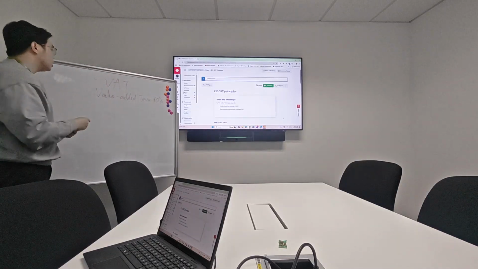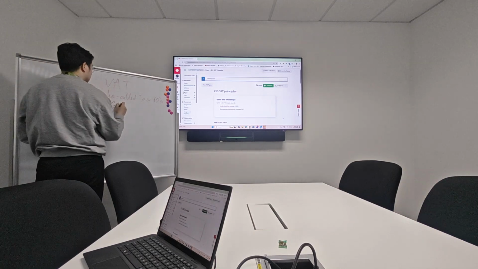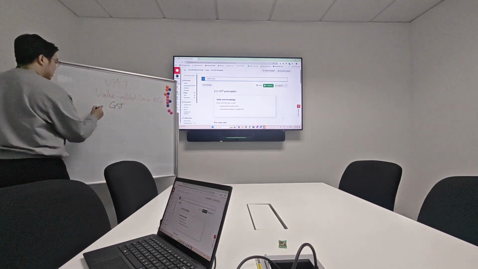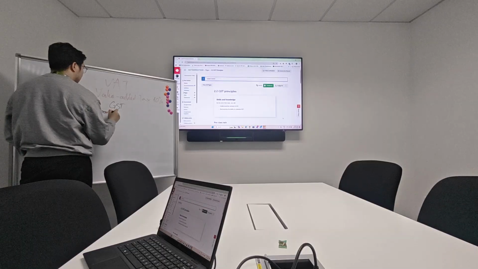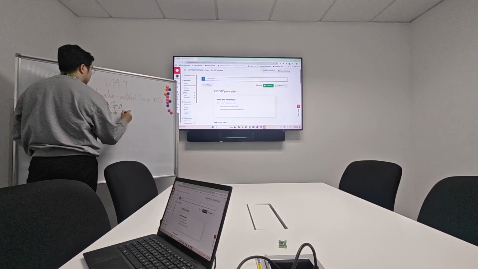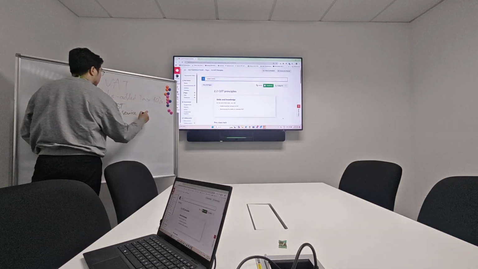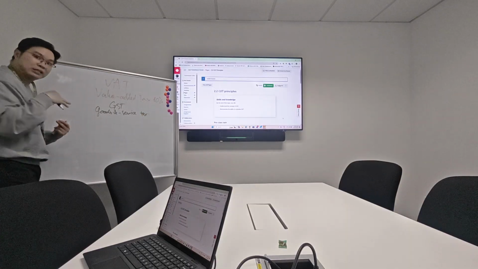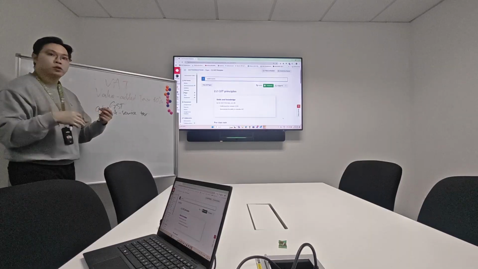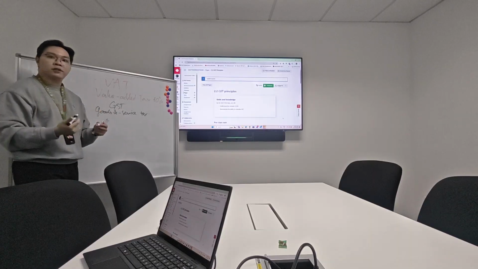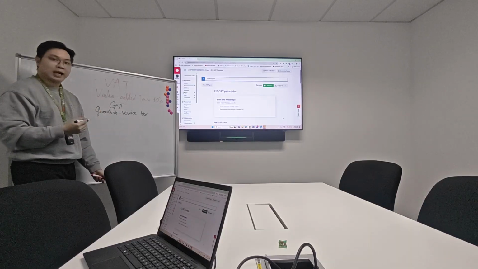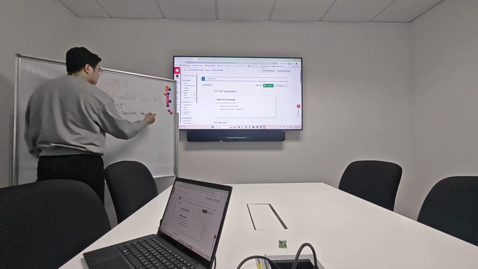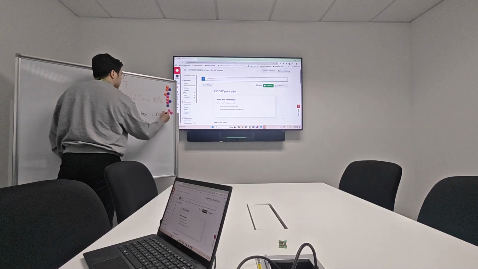Similarly, in Australia, we have GST, which stands for goods and service tax. So every time that you, as a business, are purchasing or selling a good or service, you have to pay this tax. And that tax is also 10%.